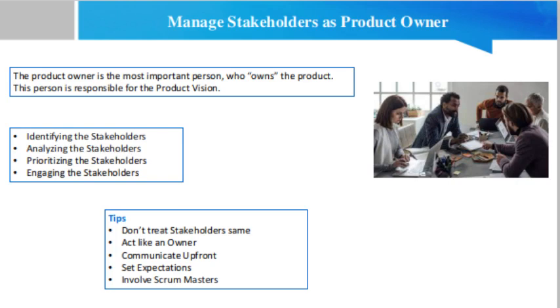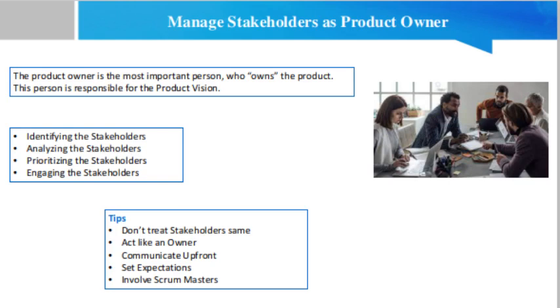Stakeholder SWOT analysis. Another way is to analyze the stakeholders based on their strength, weakness, opportunities and threats. What will be their strengths and weakness? What will be the opportunities and threats they would bring to the project? This will help analyze them better.